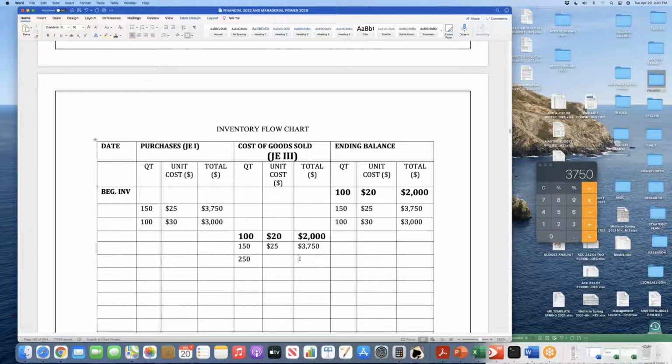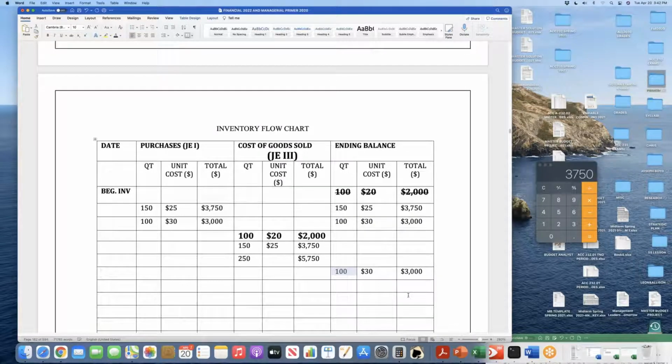And so what's the total cost? Total cost is what, 5,750? Yeah, that will be 5,750. And what do we have left? All of these are gone. That will be 100. You still have 100 shoes left. 3,000. Yeah, you had $3,000 worth of shoes. Okay.